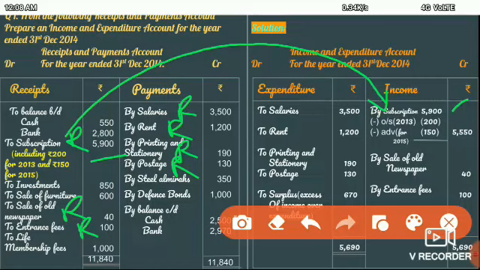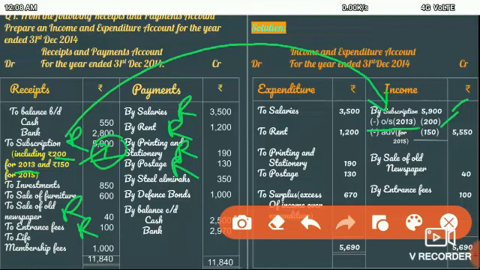Just below subscription it is written that the amount of 5,900 also includes the amount of 200 rupees which belongs to the outstanding of 2013. That means last year whatever amount was not received from the members is received in the current year. So this 200 rupees is included in this 5,900, so we need to remove this item. We write just below subscription, less outstanding for 2013, 200 rupees. We are going to deduct it from the cash of 5,900 because this amount belongs to the previous year.